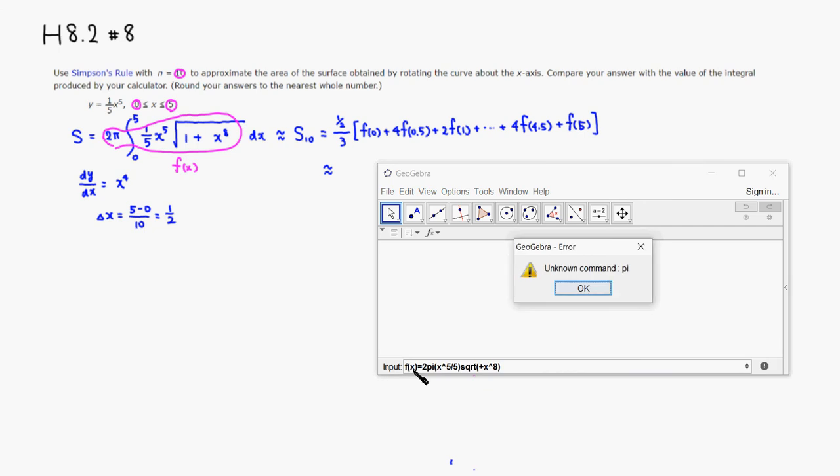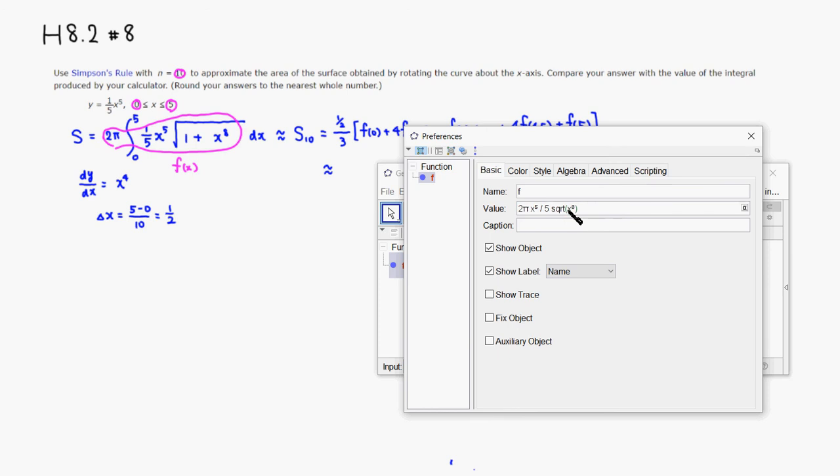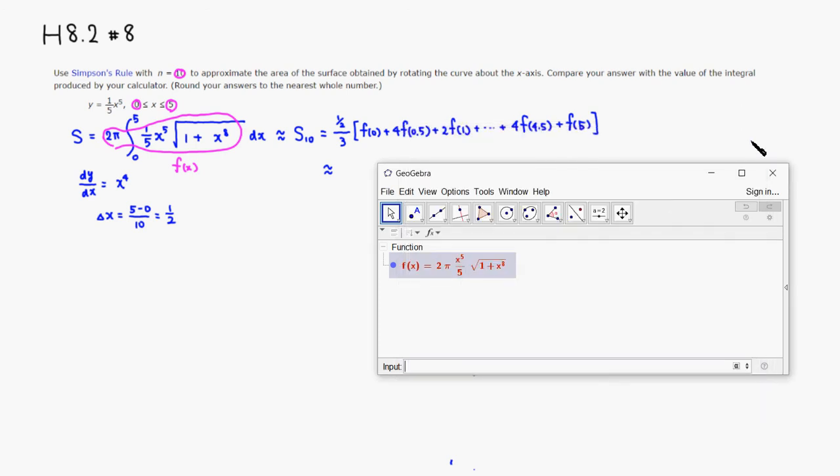Let's see. Okay, maybe I should put the multiplication sign here. Actually, I didn't put the right thing. I need to put square root of 1 plus. Hopefully this will do it. So you have 2 pi x to the 5th over 5 times the square root of 1 plus x to the 8th. So that's f of x.